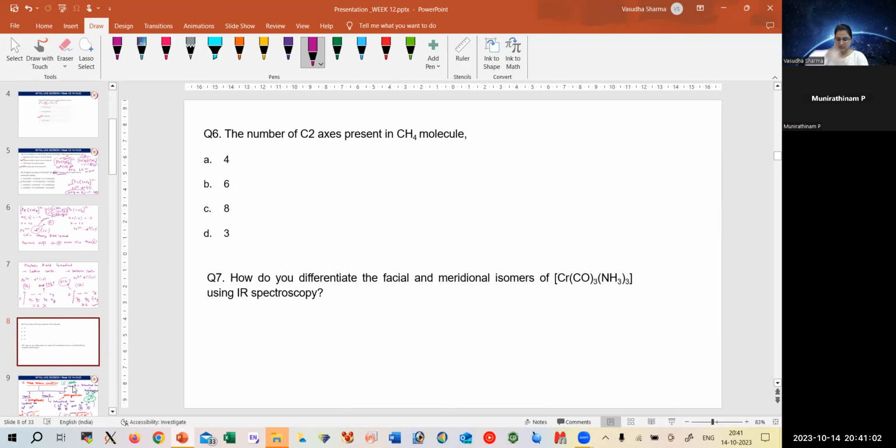So what is the point group of CH4? So this CH4 is having both shape as tetrahedral, also it is having a point group tetrahedral. Right? And we have covered the tetrahedral symmetry elements. So from there you need to find out how many C2s are there.